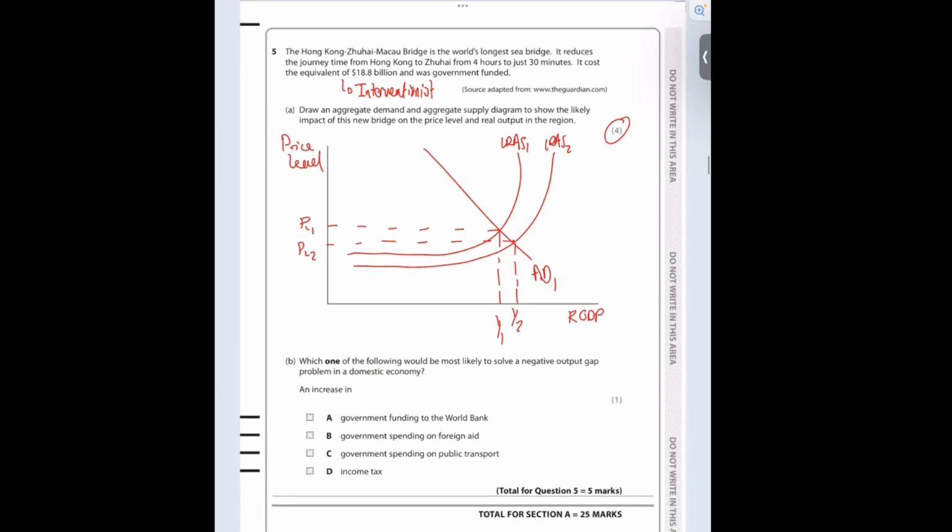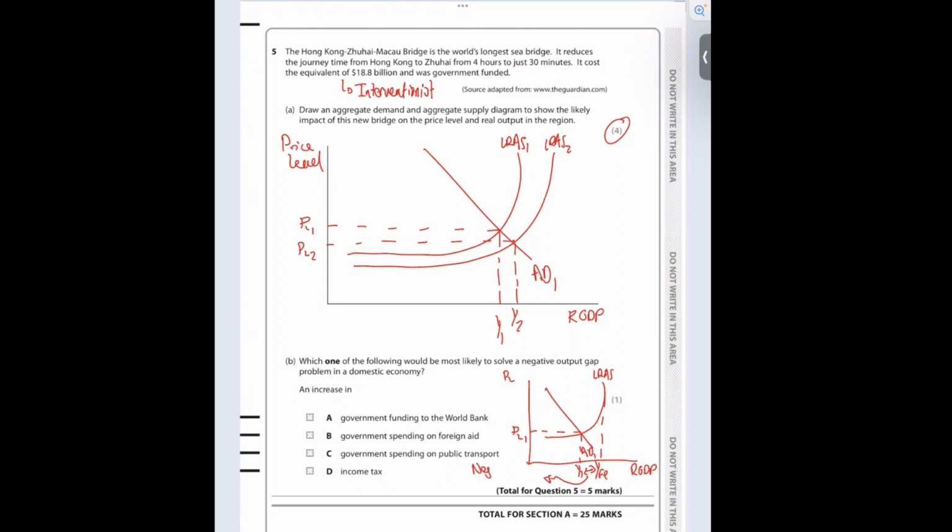And then finally, which one of the following would be most likely to solve a negative output gap in a domestic economy? A negative output gap is when you're not operating at full employment output. So here's full employment output, YFE. I'm just going to put in my labels like that. Let's say the economy is operating here. What I'm saying is that if the value of real GDP is less than full employment output, like it is there, then this is my negative output gap.